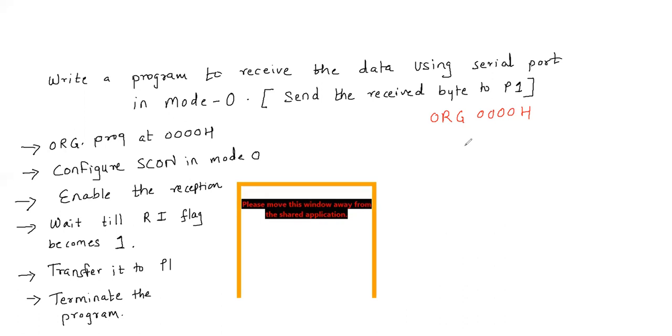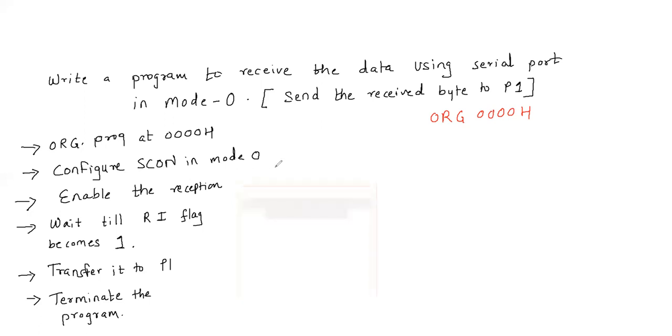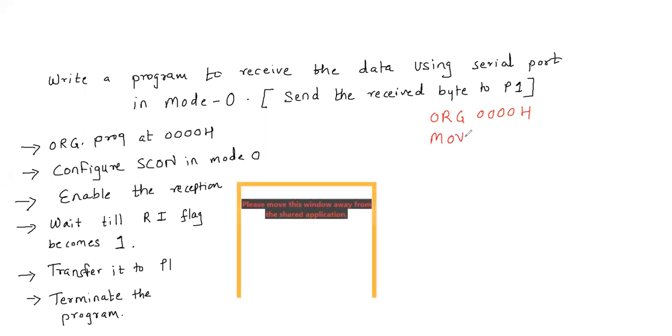We have to see the SM0 and SM1 bits in the SCON register. For the bit pattern, you can refer to the previous lecture; in that video I have shared it. So step number 2, configure the SCON register in mode 0: we have to move the number 00. Please refer to the SCON bit pattern for understanding this. SCON is a programmable register, and in immediate addressing mode we load the number 00H.